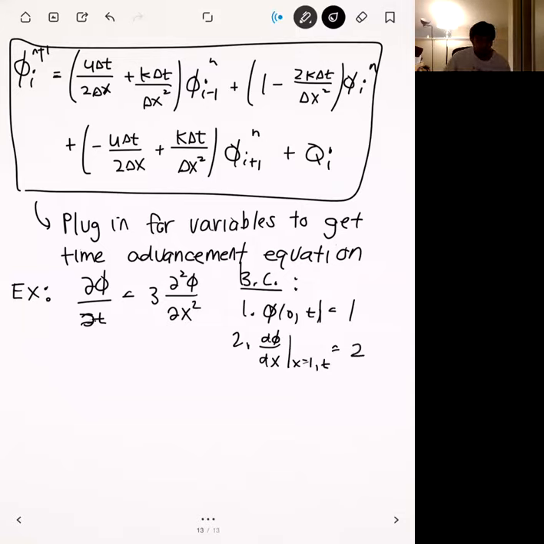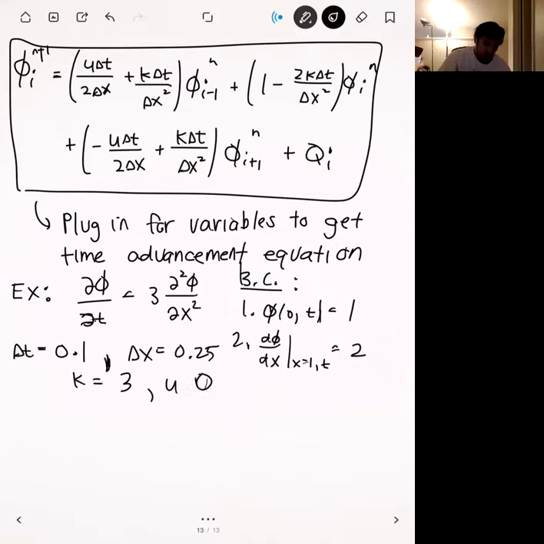All right, so let's use explicit Euler, which is the equation that I have above, and solve for the time evolution equation. First, let's plug in all the parameters. In this problem, it's given that you're going to use a delta t of 0.1, also a delta x of 0.25. From this problem, we can see that k is equal to 3, and u is equal to 0 because convection is not present.